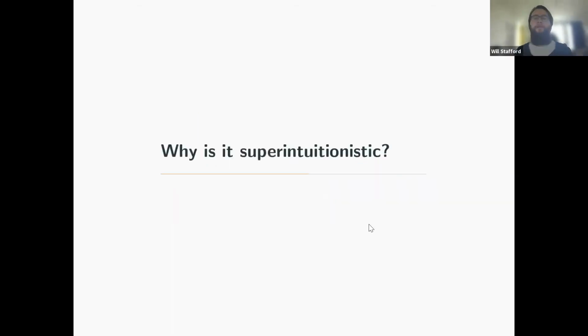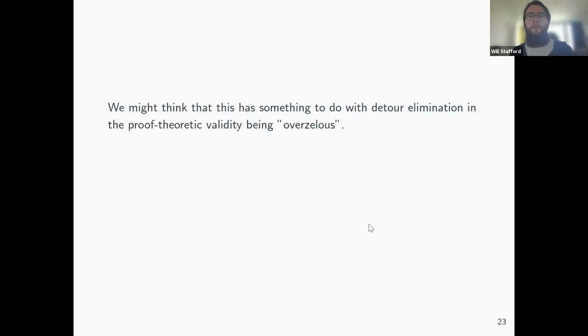Okay, so we've seen there's going to be some kind of connection with double detours, and that seems like it might have something to do with the meaning of the intuitionistic connectives as given by the introduction rules. Might it be that proof-theoretic validity is accidentally overzealous in its elimination of detours? And that's why we're getting things like Harrop's rule.